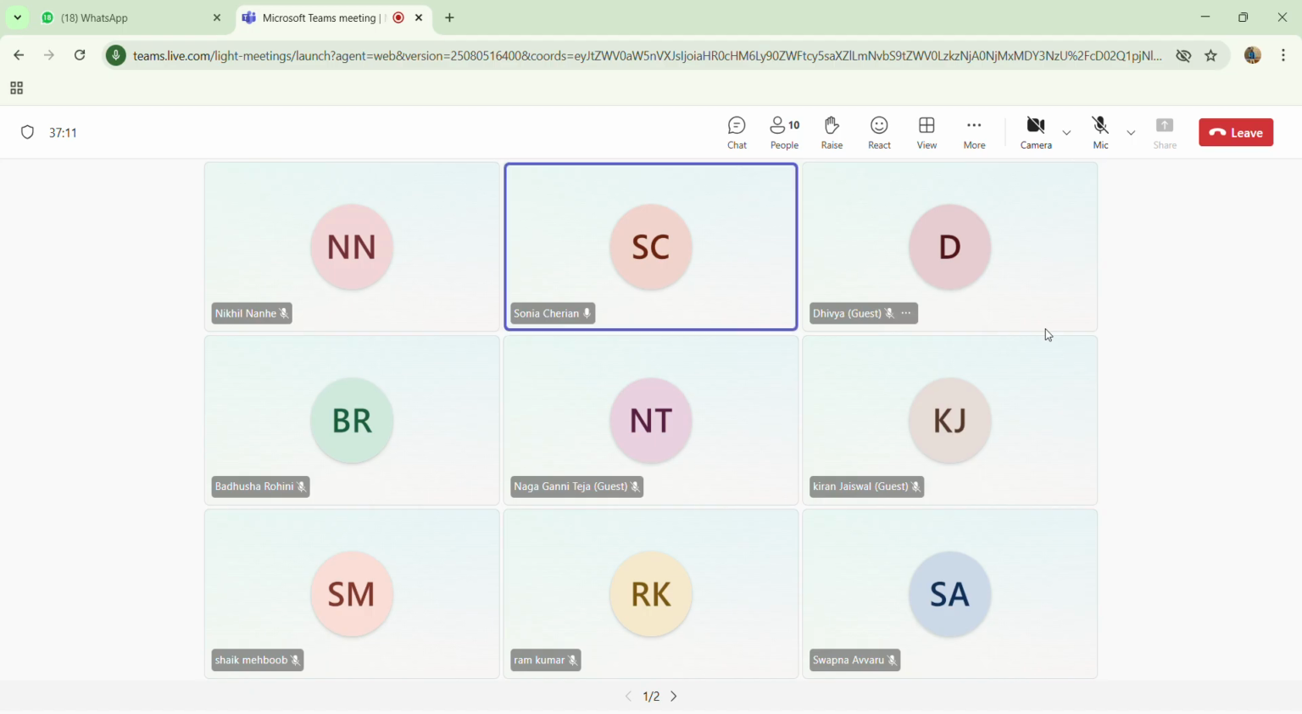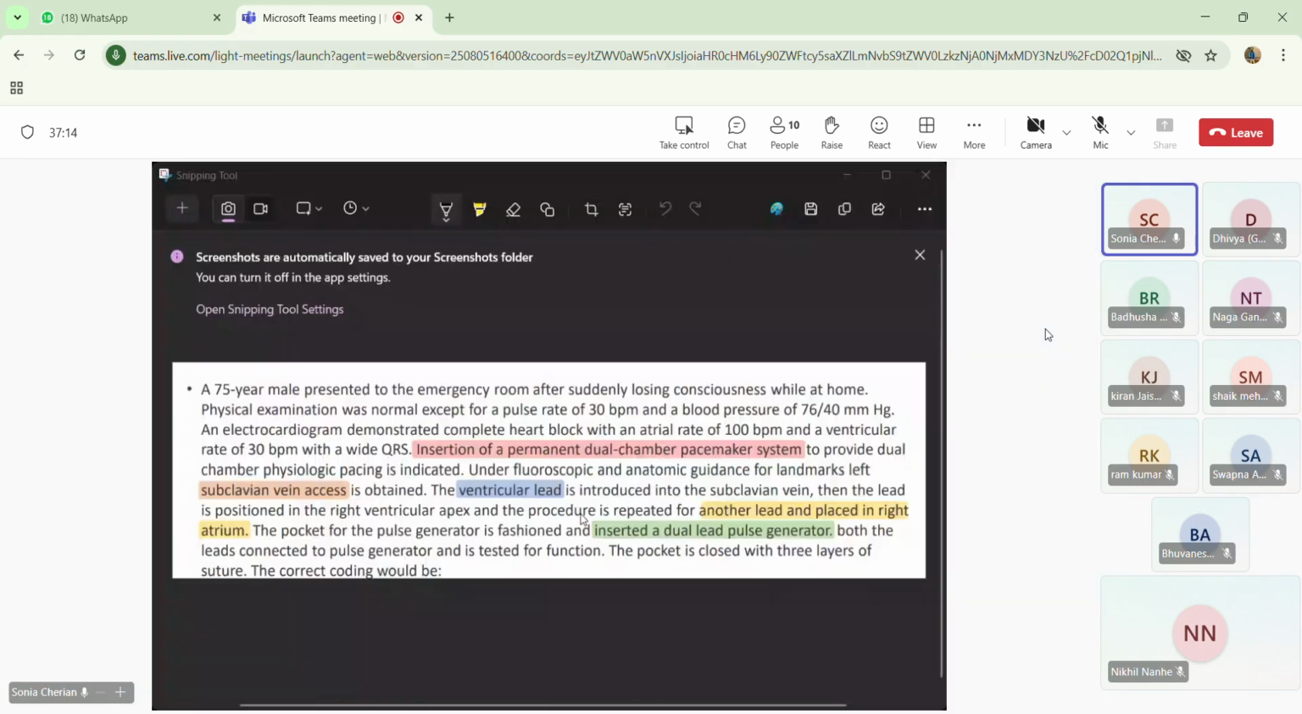Sure. So you can see an example over here. A 75-year-old male presented to the emergency room suddenly after he lost consciousness while at home. Pulse rate 30 beats per minute and blood pressure of 76 by 40 mmHg. Electrocardiogram demonstrated complete heart block with an atrial rate of 100 per minute, ventricular rate 30. Insertion of permanent dual chamber pacemaker.